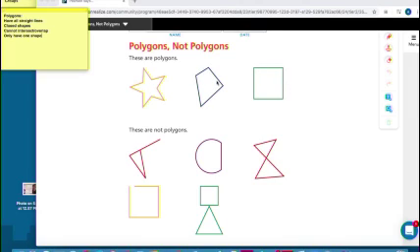This is what we would call an irregular polygon. If you think about the word regular, meaning kind of normal. This is a star. We would see a star. We know what a star is. We can label it. This is a square. We can label it. We have a name for it. It's regular. This would be an irregular polygon.